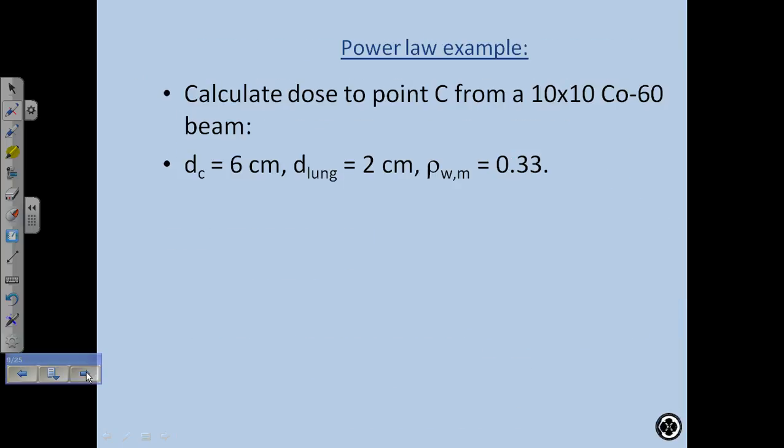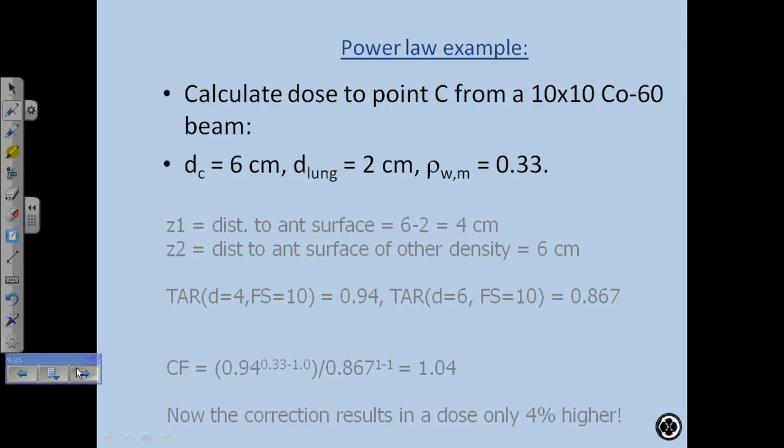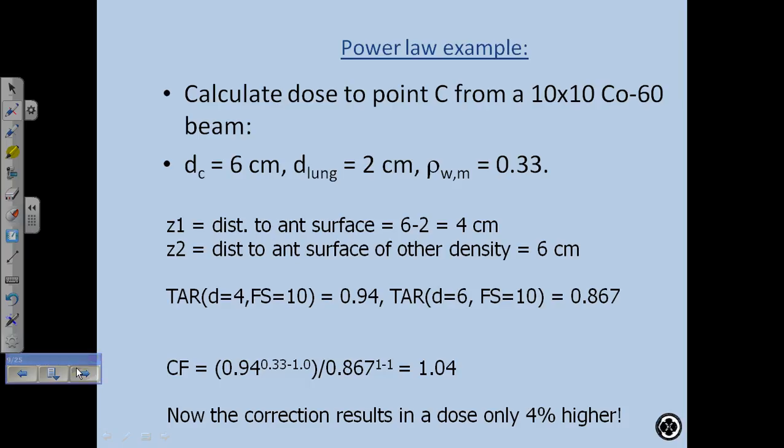Calculate the dose to point C from a 10 by 10 cobalt 60. These values are still the same. Okay, so Z1 is the distance to the interior surface. It's 4 cm. Z2, that's the distance from the point of interest to the top of the anterior surface of the lung. Z2 is the distance from the interior surface to the interior surface of the other density, being water.